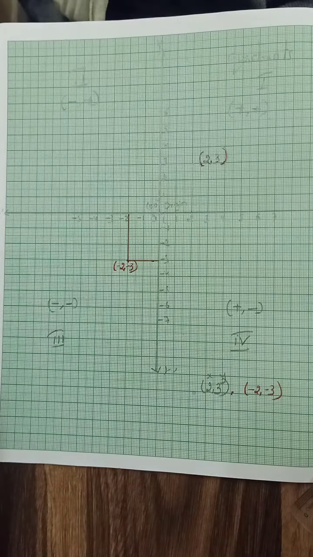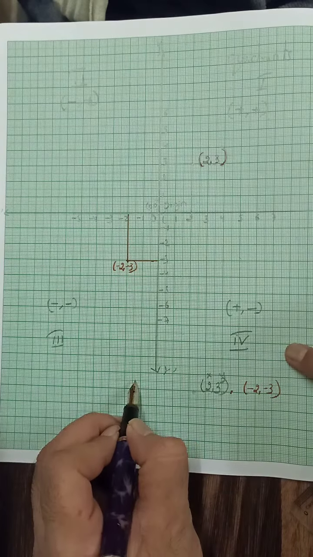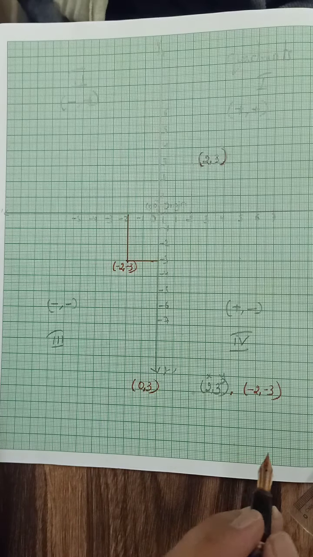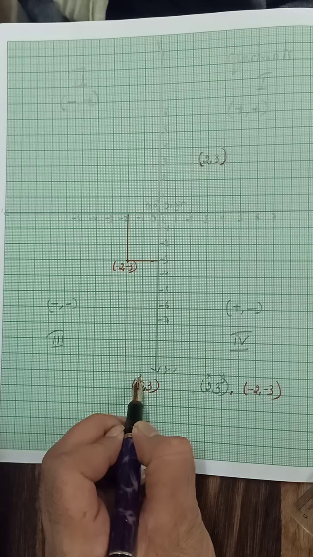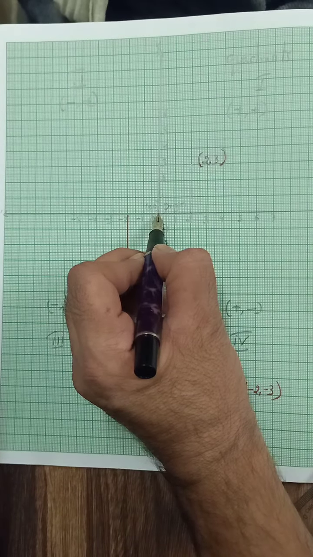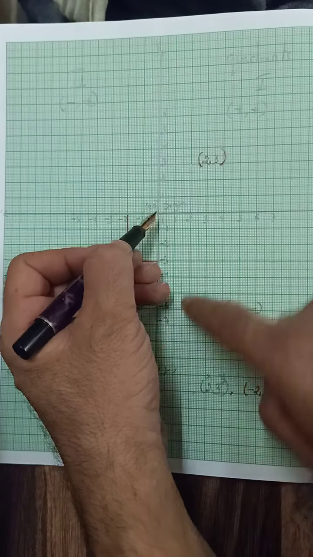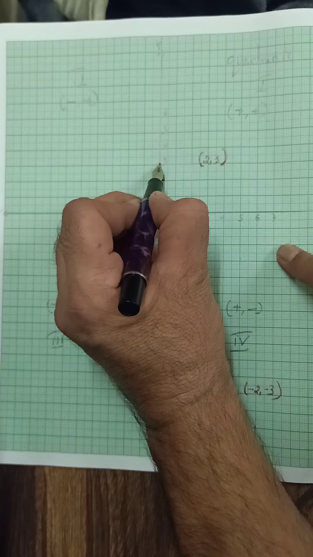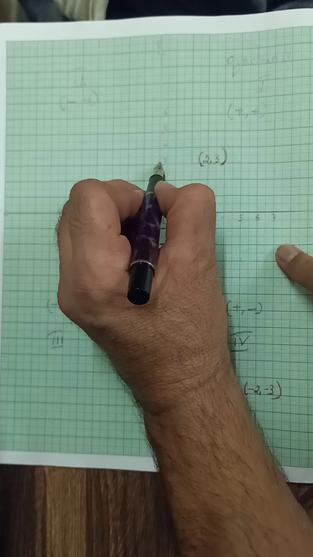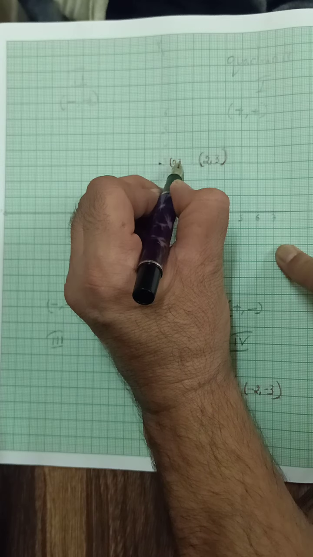Where these two meet, that particular point you mark as (-2, -3). Clear? Suppose the point is (0, 3). Now here x is 0 and y is 3. x is 0 means here, and y is 3, that is positive, so it is somewhere here at 3. So this point is (0, 3).